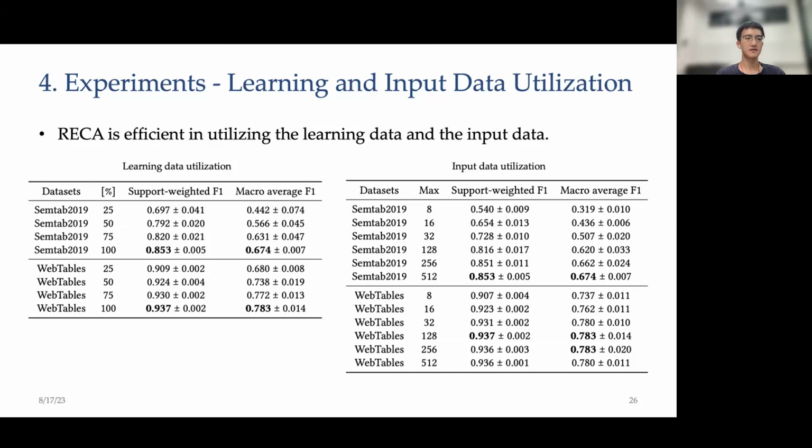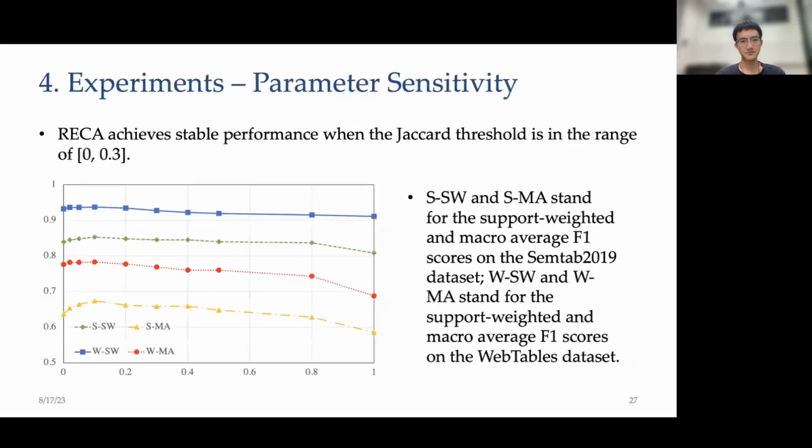Annotating columns accurately with only a small number of tokens is a crucial factor in evaluating the performance and robustness of column type annotation models. We noticed that on the SemTab 2019 dataset, the performance of Reka dropped by only 0.2 and 1.8% when we reduced the max length to 256. On the WebTables dataset, Reka still outperforms all the baselines, even if we reduce the max length to 32. This phenomenon demonstrates the robustness of Reka when dealing with data with small input size.